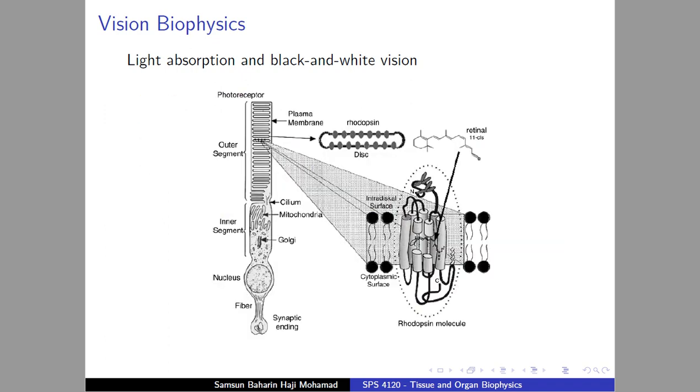Here is the photoreceptor, the outer segment of it. We have this photoreceptor, and here we have a protein or molecule, the retinal or the rhodopsin. This will change its conformation depending on the energy of the light. Then we can send a signal to our brain.